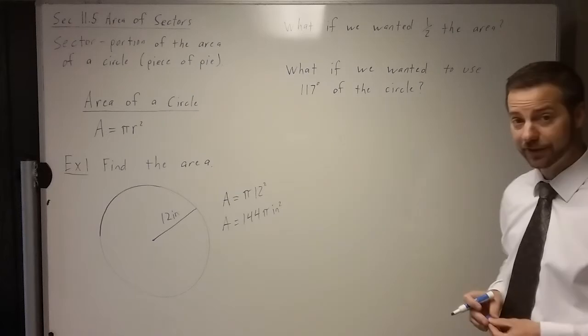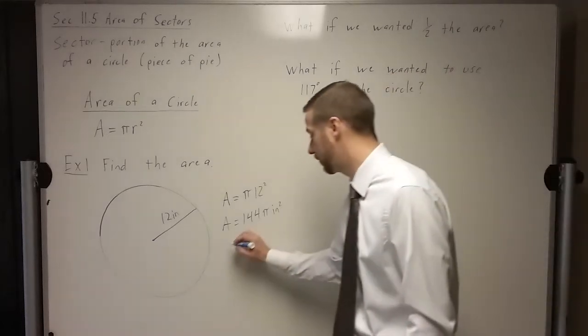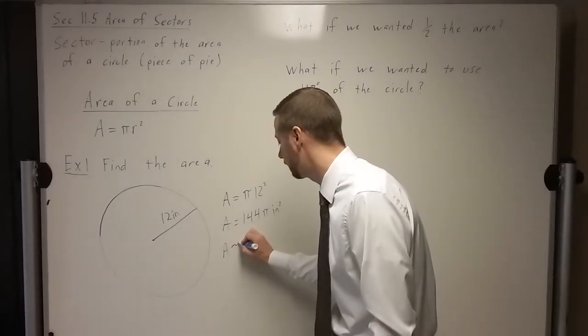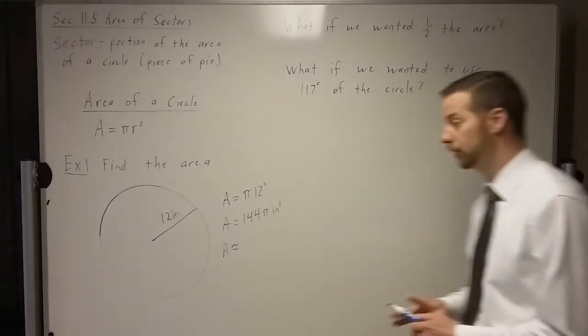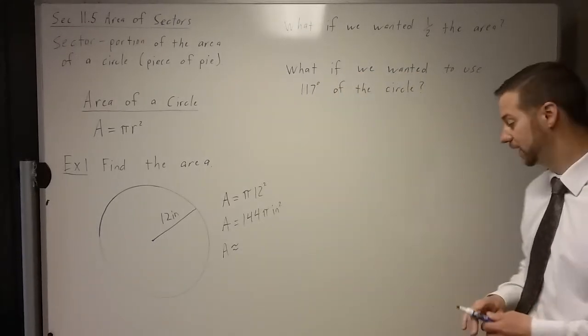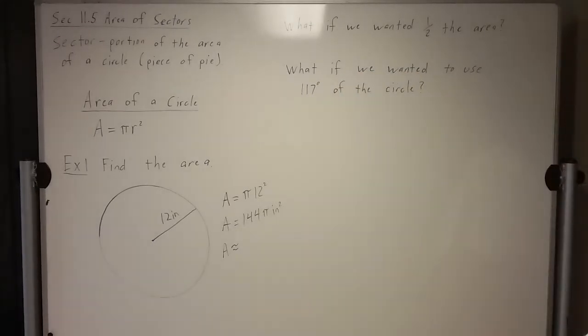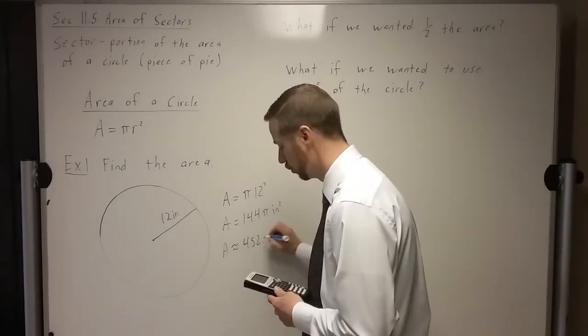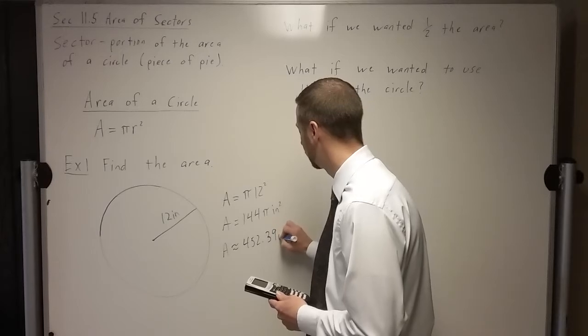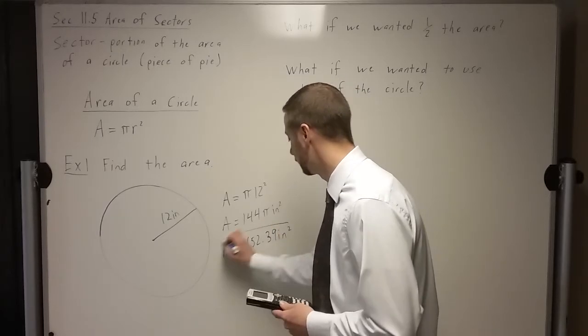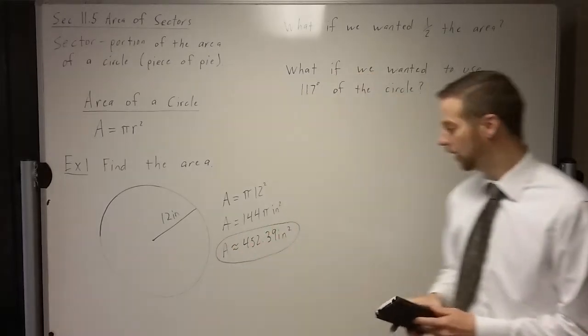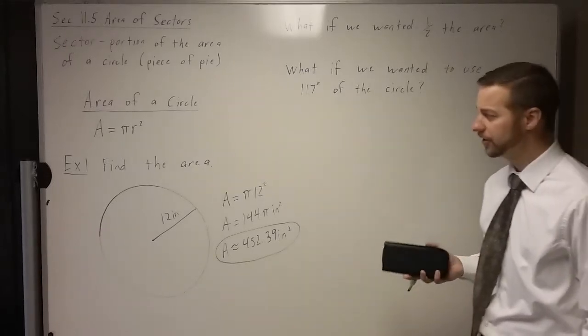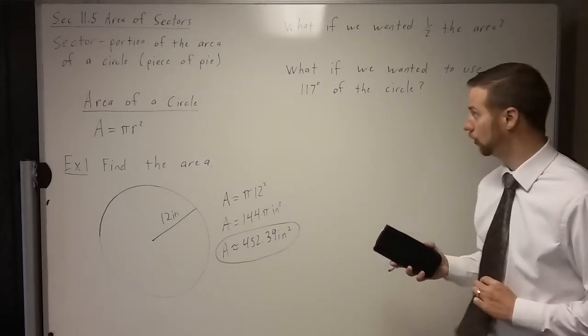Now, if it said leave your answer in terms of pi, you'd want to do something like that. If you were doing this for some practical use and needed to know how many square inches that is, you'd probably want to get this as a decimal. And so 144 pi comes out to about 452.39 or so square inches using the pi button on the calculator. So there's the area approximately of that circle.